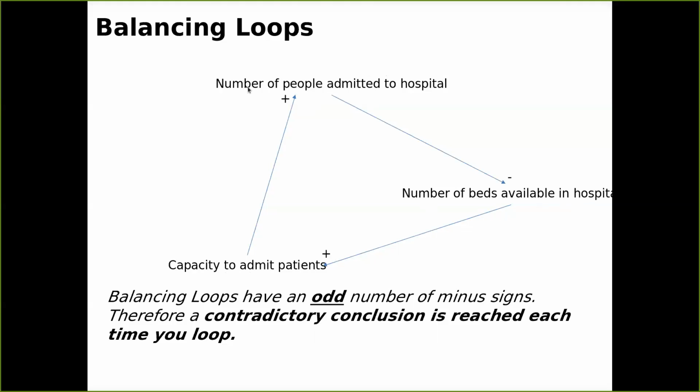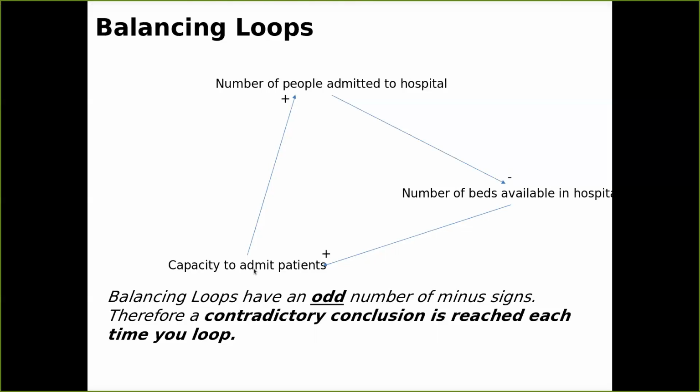So here, as the number of people admitted to hospital increases, as more people are admitted to hospital, the number of beds available in the hospital decreases. Okay, so that's a negative polarity. As that one goes up, this one goes down. As the number of beds available in the hospital decreases, the capacity to admit patients also decreases. If you've got fewer beds, you've got less capacity to admit new patients. So they go in the same direction. We indicate that with a plus. As that goes down, that also goes down.